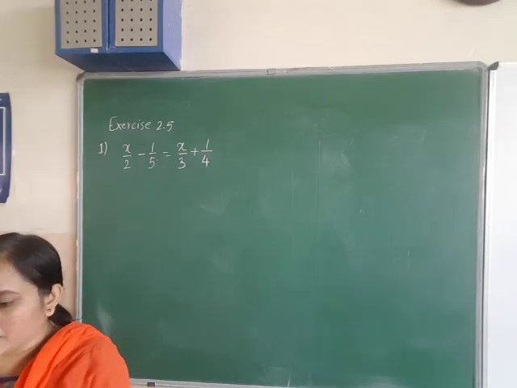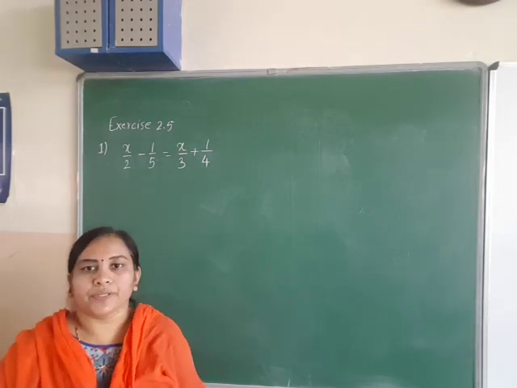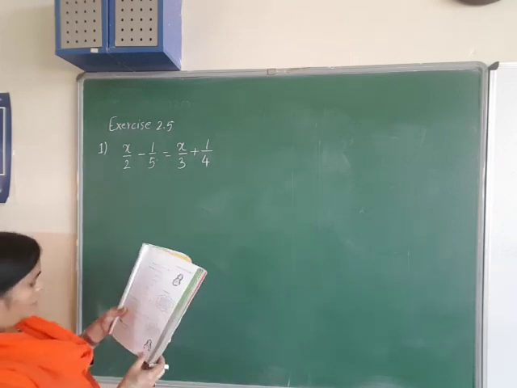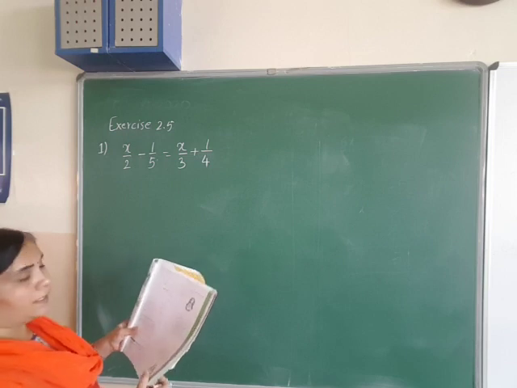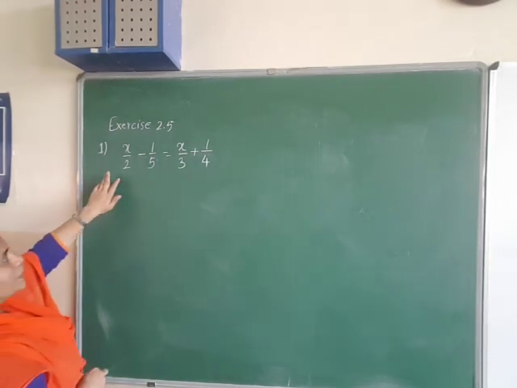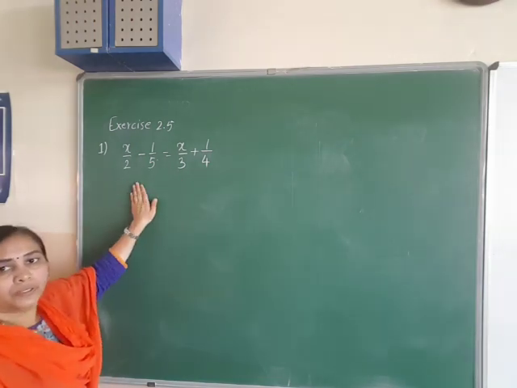Students, in the last class we have completed exercise 2.4. Today we will start with exercise 2.5. The given question is: solve the following linear equations. Here, in this question, there are variables on both sides.